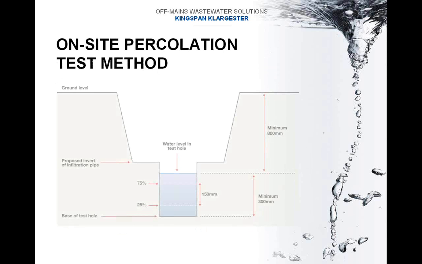The on-site percolation test method. Basically you need to dig a hole down to your proposed invert level, 300 mm square by 250 mm deep. Fill this with water and time how long the water takes to drain away. This test is best done a minimum of 3 times to give a good accurate average.